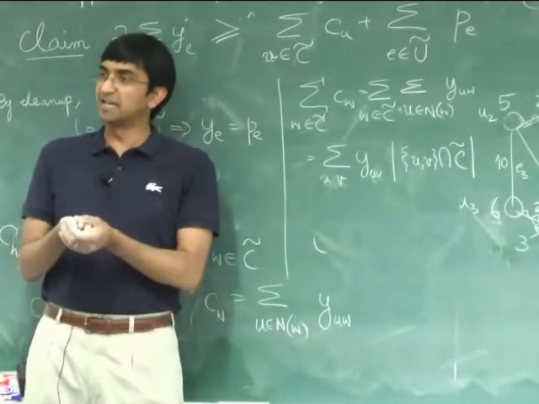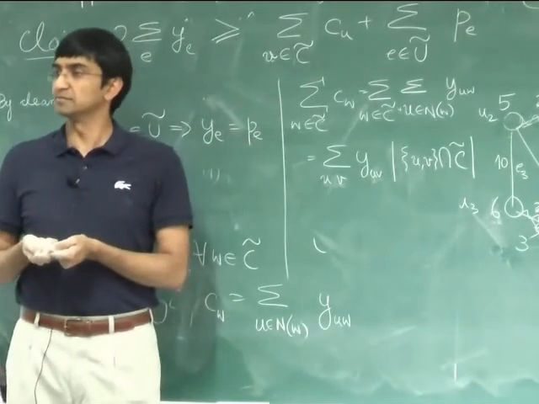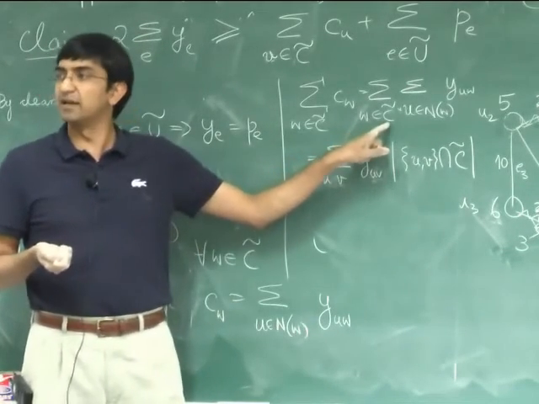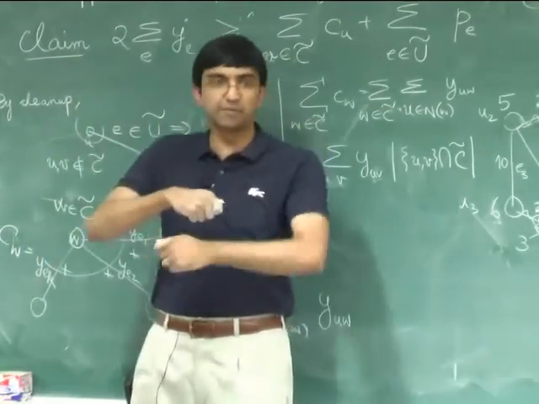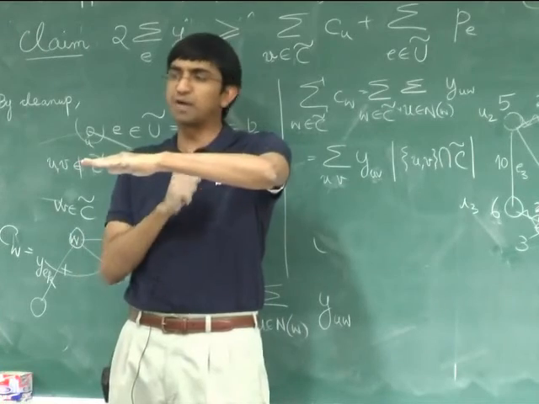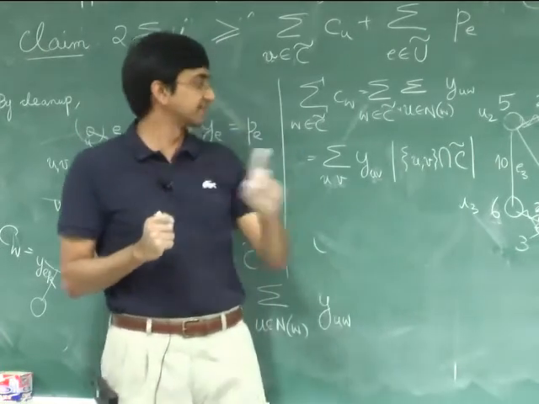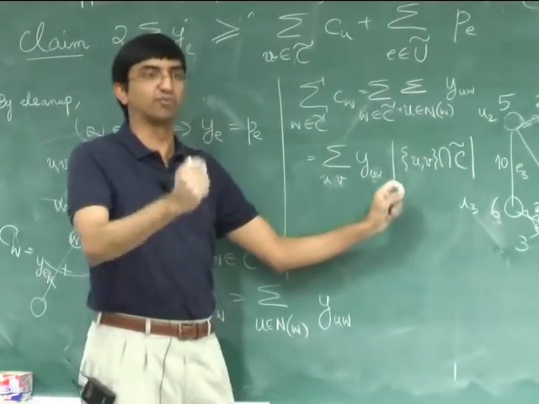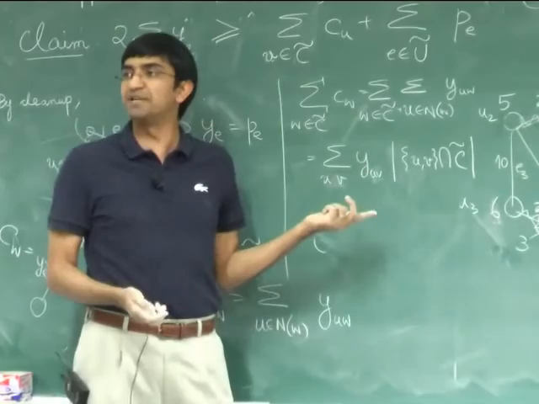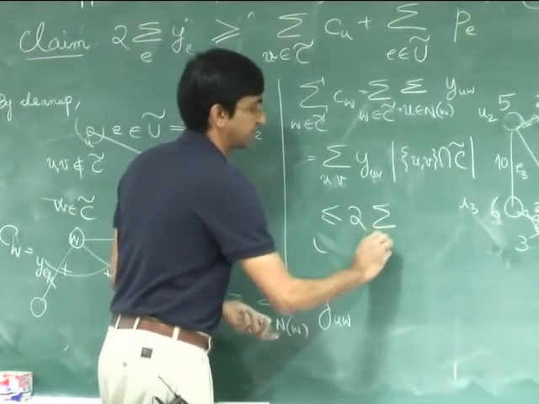Right? Whenever that node is in C tilde, that edge pays for it. Whenever that node is in C tilde, the edge incident on it pays for it. So now I'm reversing my view and I'm looking at an edge and I'm saying, who all do I pay for? Well, I pay for all my endpoints who are in C tilde. That's exactly this. But how many endpoints can there be for an edge? At most 2. So this is at most 2 times YE.